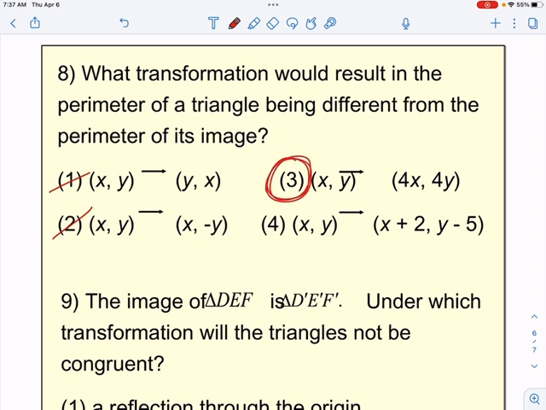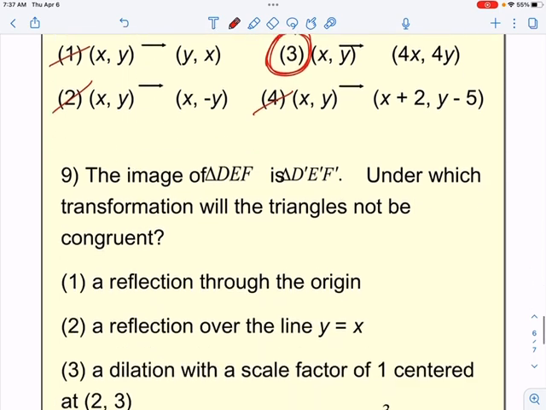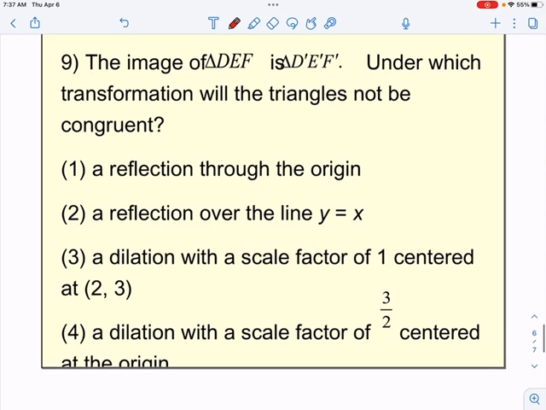That is your dilation. Okay, 4 is a translation. You're just adding something to both X and Y. All that's going to do is slide your figure. So again, choice 3 is your dilation. And last question, number 9. The image of triangle DEF is triangle D prime, E prime, F prime. Under which transformation will the triangles not be congruent?